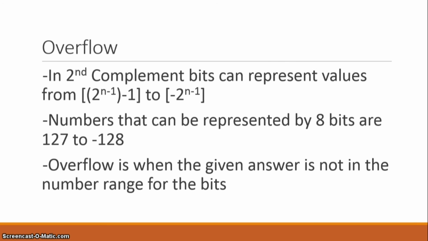So now I'm going to talk about overflow. In second complement, the bits can only represent values within a certain range. The formula for that is over here in this slide. Also, an example is that the numbers that can be represented by 8 bits are 127 to negative 128. So what exactly is overflow? It is when the given answer of the result is not in the number range for the bits.